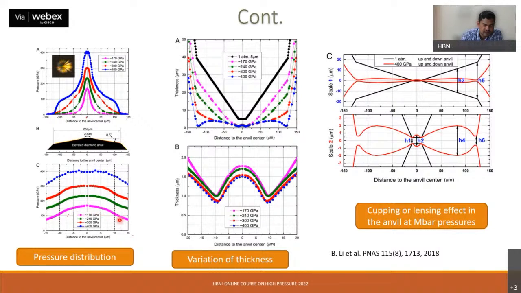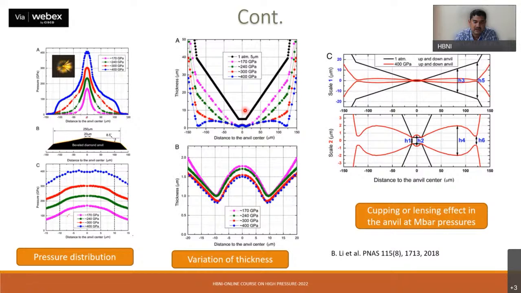So you see here in the lower magenta graph at 170 GPa, more or less in the 30 micron region of the sample, like minus 15 to 15, the pressure distribution is kind of the same in all the pressure ranges.